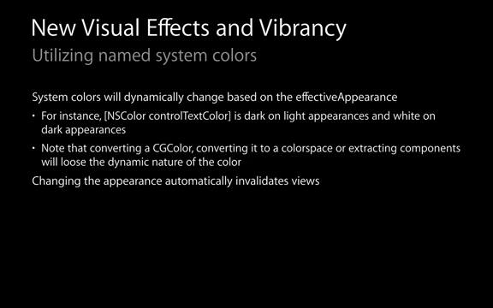Something to be aware of, if you're taking these colors and storing them in your app, store the named color. Don't convert that color to a CGColor, or don't convert it to a color space. Don't extract the RGB elements and save them off, because if you do that, you lose that dynamic nature of the color. Instead, just save the color itself, like the NSColor controlTextColor, and utilize it again and again. Now again, if you change your appearance on your particular view, it automatically invalidates the subviews. So if you're holding on to that color, you don't have to worry about invalidating things. It's done automatically.